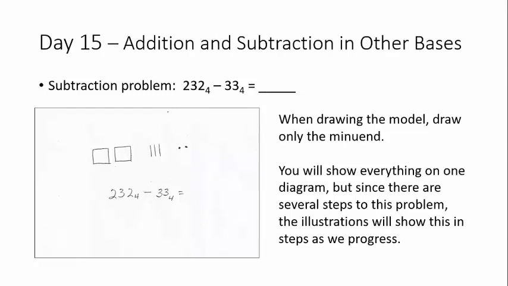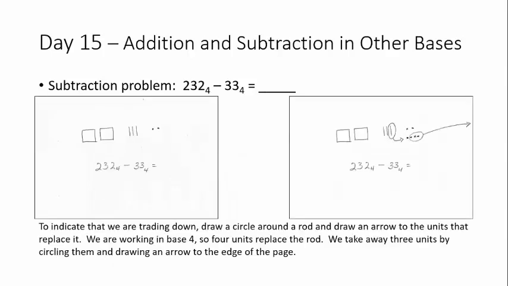Here, notice that I've drawn the minuend, 234 base 4. I'm going to show you step by step how this is done. The first thing I need to do is take away 3 units. So I'm going to trade down. 1 rod is going to be traded for 4 units. So I circle a rod and I draw my 4 units and draw an arrow from the rod to those units. I'm taking away 3 units, so I circle 3 units and draw an arrow to the edge of the page. It does not matter which ones you circled to take away.